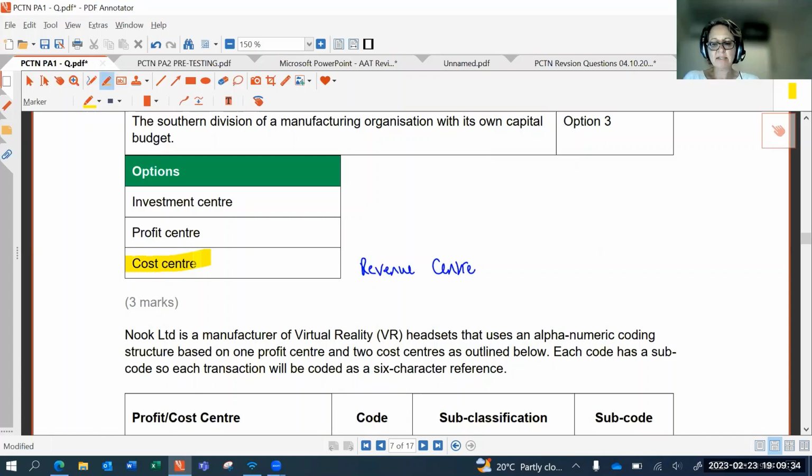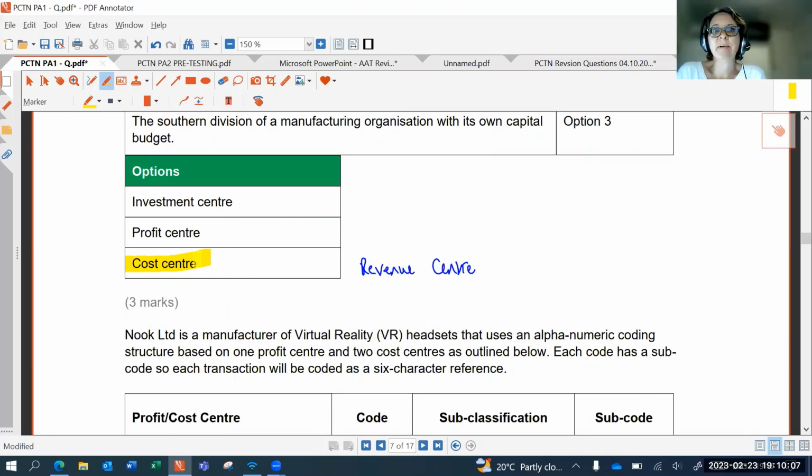A revenue centre is going to be a centre within our organisation where the manager is responsible for selling things. So I think maybe of, let's say, a car showroom. We might set that up as a revenue centre and say, as the manager of this car showroom, your job is to sell cars. I want you to sell this many new ones, this many used ones. This is your objective.